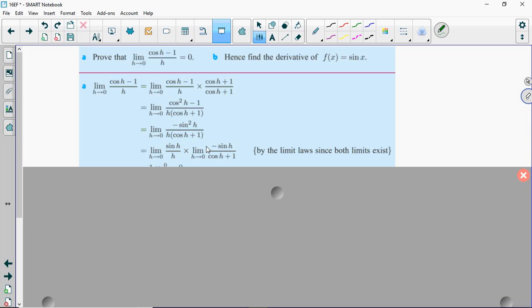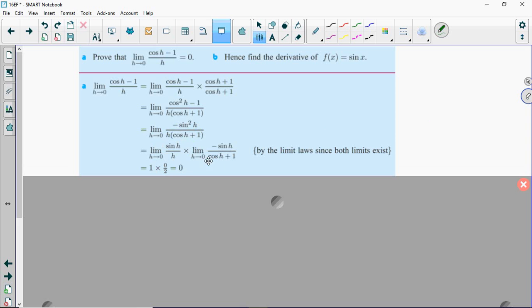We know this limit here on the left is equal to 1, right? That's our trig limit that the IB does require us to memorize. So really we're just dealing with 1 multiplied by this limit, but this one here, as h goes to 0, is just 0 divided by 2, which is 0. So we have 1 times 0, which is 0. And we're done.